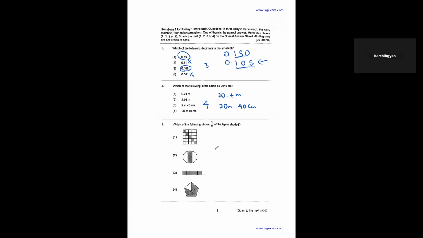Question 3, which of the following shows 1/5 of the figure shaded? If you look at option 1, you count the number of squares: 1, 2, 3, 4, 5, and 1, 2, 3, 4, 5. 5 times 5 equals 25. There are 5 shaded. So 5 over 25 will give you 1 over 5. That's why it's option 1. Now let's move on to the next part.